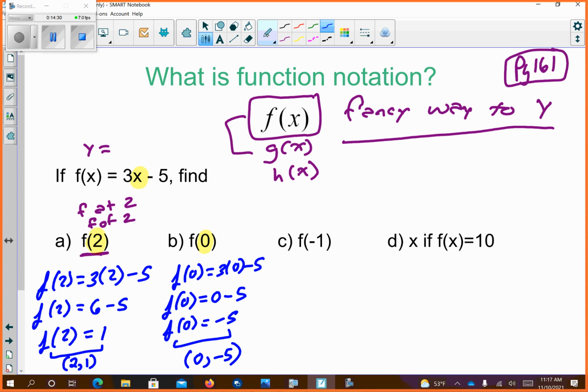Okay? Hey, friends, what do you think I should do with this negative 1?